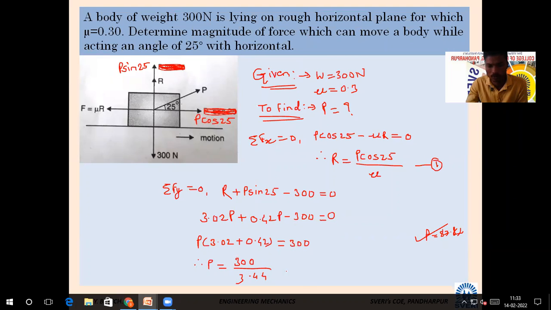Is it coming as per your answer? 87.20. 87.21 or 20? 20. Okay, no issue. It will be in Newton. Yes, it will be in Newton. Okay. Whatever answer you got, it is correct.